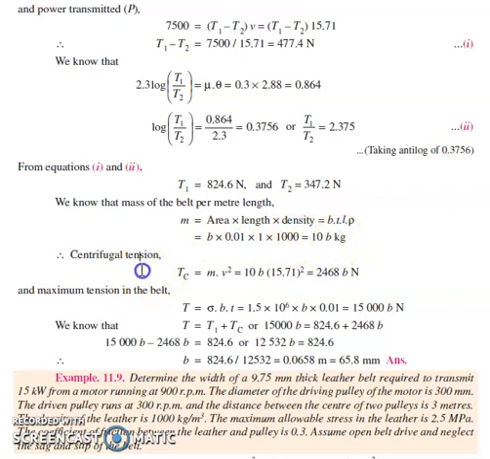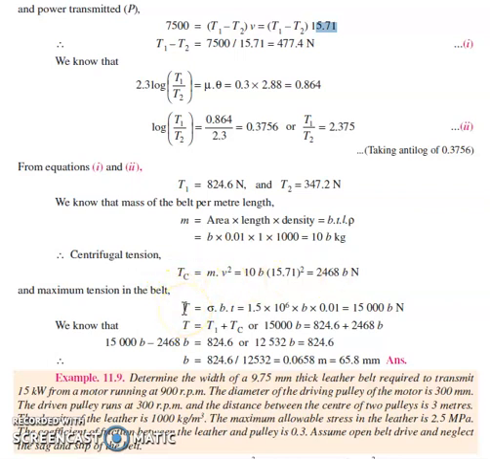And now for centrifugal tension, this is your formula: m into v square. We know the mass, 10b. We know the velocity, 15.71. We have already calculated it while deriving the equation for T1 and T2. For substituting this velocity v value, we have identified v as 15.7 meter per second. Substituting that, we can get the tension in Newton in terms of b, since we have not identified what b is.